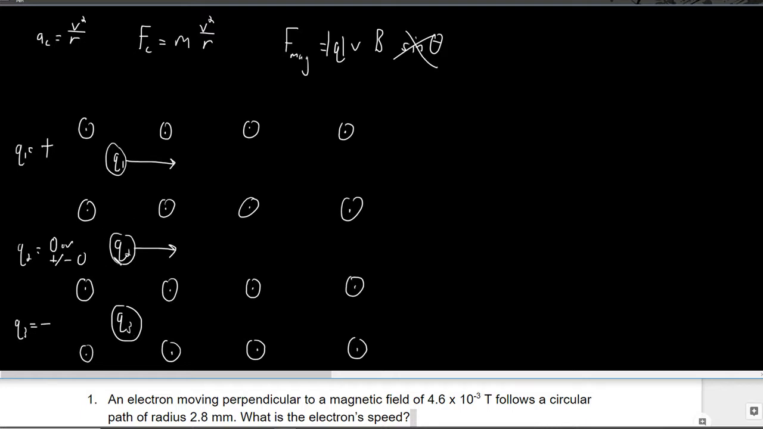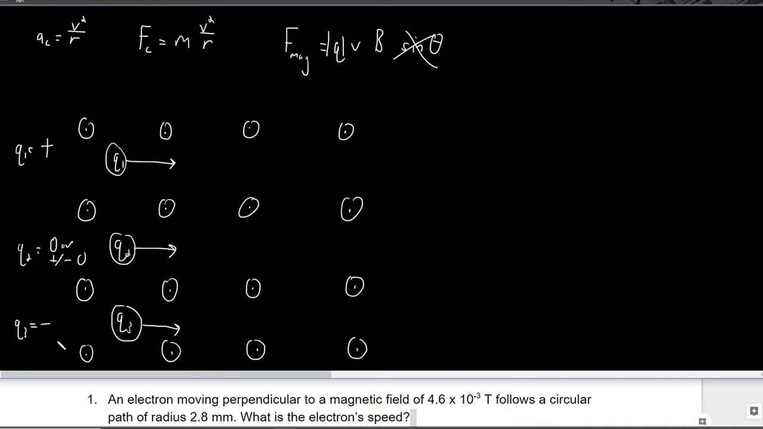We're going to look at 3 different charges here. Charge 1, charge 2, and charge 3. Charge 1 is a positive charge, and we're going to say that all 3 charges start out moving perfectly perpendicular to a uniform magnetic field. In this case, the magnetic field is coming out of the screen at us, and all of the charges are moving to the right. Charge 1 is a positive charge. Particle 2 is not charged, so it's not an ion. And then the third particle has a negative charge.